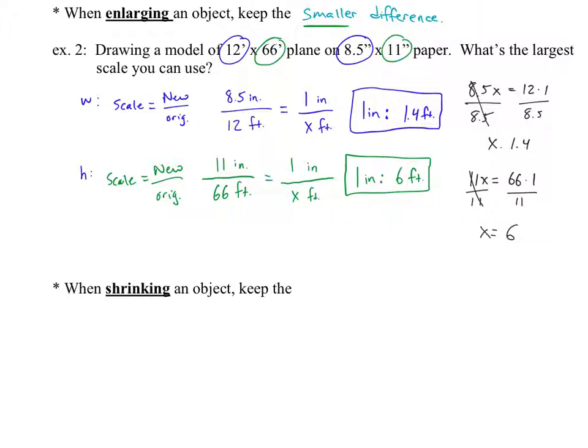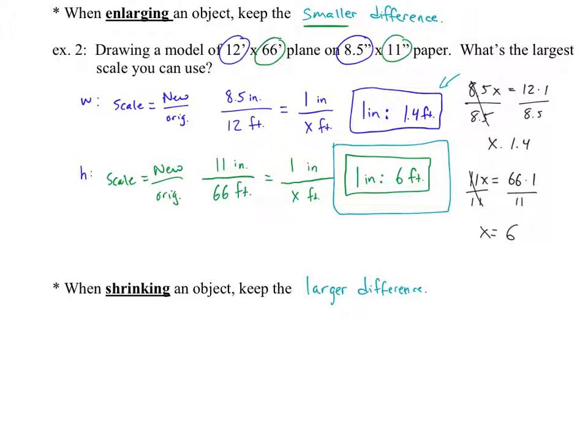So when you're making an object smaller then, you have to keep the larger difference. So if you think back, example 1, when making something bigger, keep the smaller. When making something smaller, it's going to be that opposite seeming thing again. When shrinking an object, keep the larger difference. Because when we shrink it, this one is going to shrink both of them enough. This top one wouldn't shrink it enough to have it fit on the page. It would be too big. So when shrinking an object, keep the larger difference.